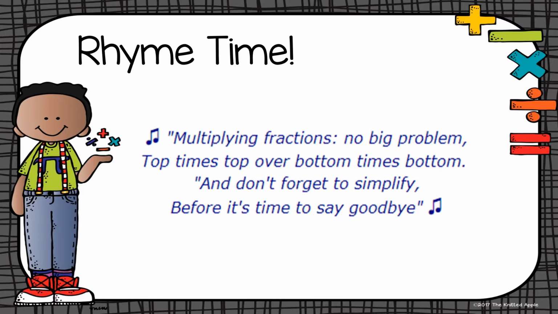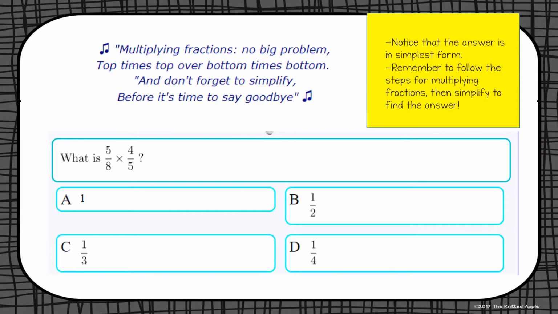Now, I didn't write this rhyme, but I do find it very helpful to remember that simplifying is a part of the process. Oftentimes we get in the habit of multiplying numerator and denominator, and then we think we're done. But there is one more important step. We must always, always simplify.